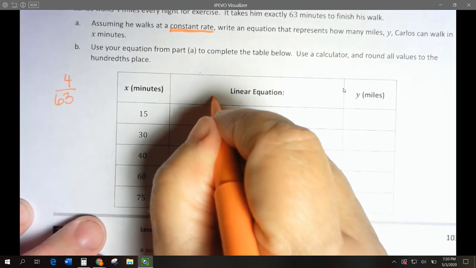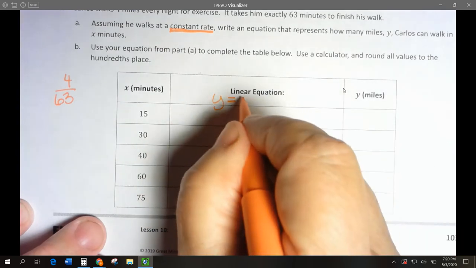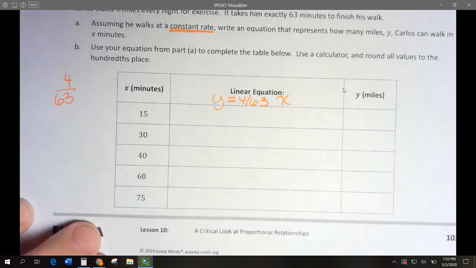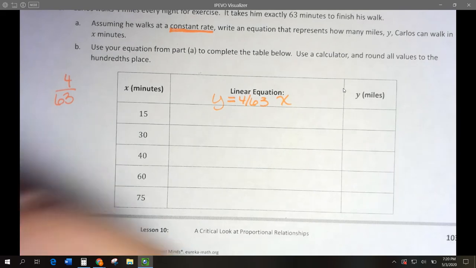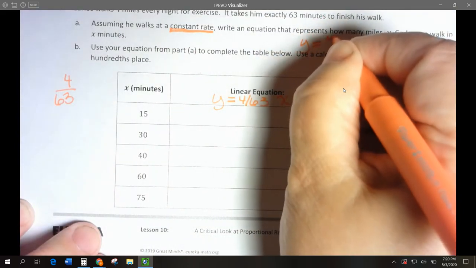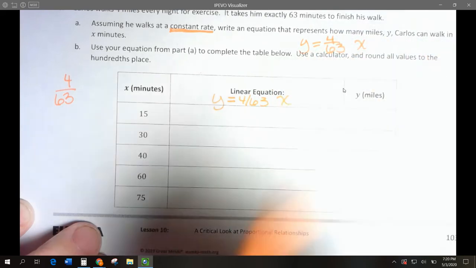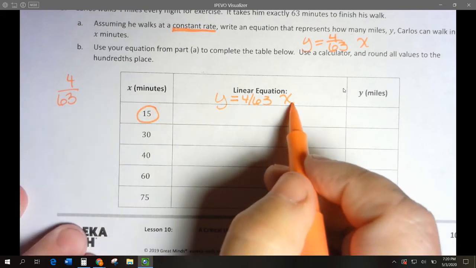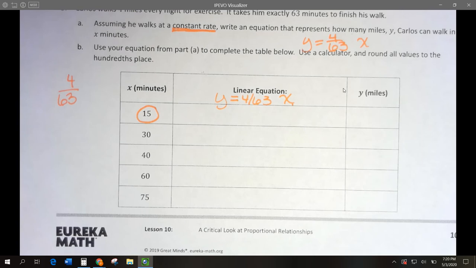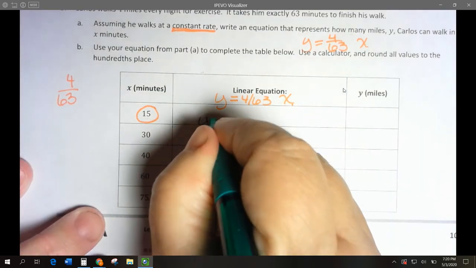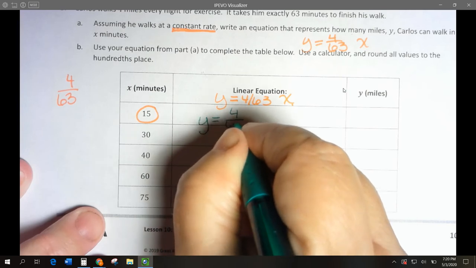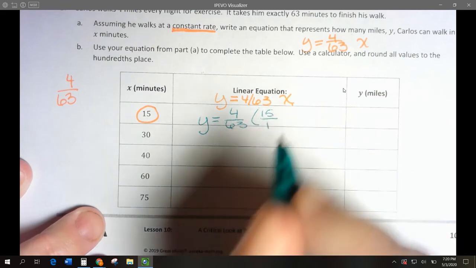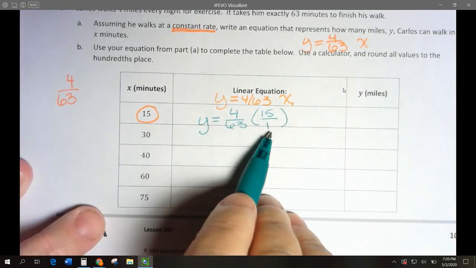So our equation is going to be y, our total distance, is 4 over 63 times x. That's our equation. y equals 4 over 63 times x. So now we've got to take 15 and put it in the place of x. So I'm going to get y equals 4 over 63 times x, which is 15. We're going to make that 15 over 1, aren't we? Because we need to multiply.